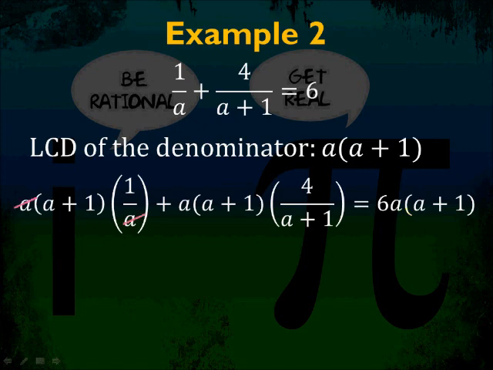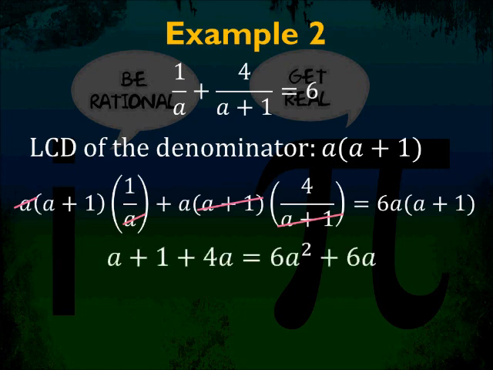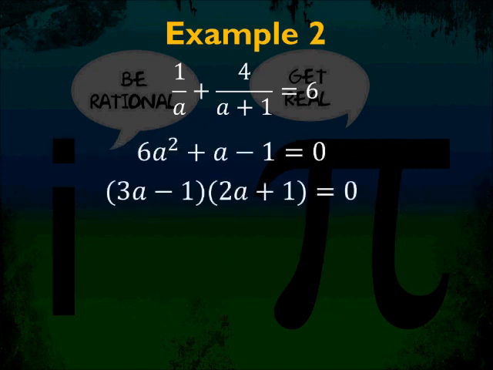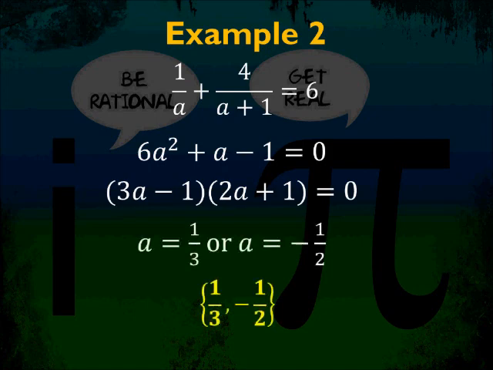So the a's cancel in the first term, the a plus 1's cancel in the second term. If we put that all together, you get a plus 1 plus 4a equals 6a squared plus 6a. Now, because we have a quadratic in the equation, we must put everything equal to 0, and you're going to have to factor. If you factor this, you get 3a minus 1 times 2a plus 1 equals 0. So a is either 1/3 or negative 1/2, and you express that as a solution set.